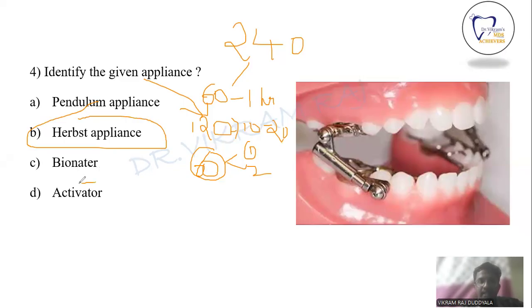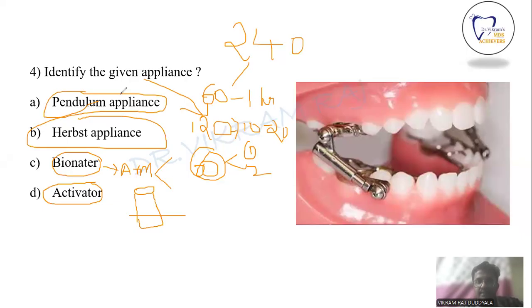That is like the activator. You know that it is present in both the maxilla and mandible, and acrylic and metal-based components are present. In the bionator also, it is acrylic along with metal components, present in both maxilla and mandible. And the pendulum appliance is an appliance present in the center of the palate. So thereby you can rule out like that also.